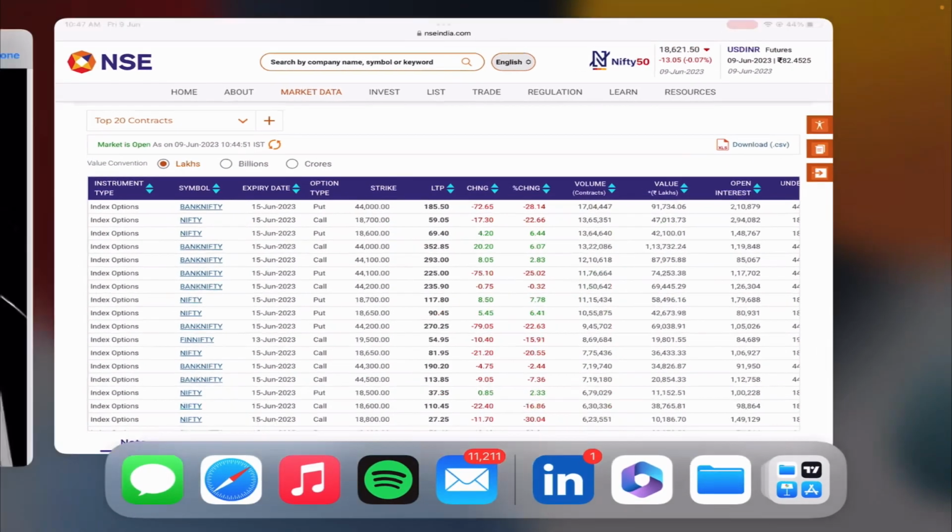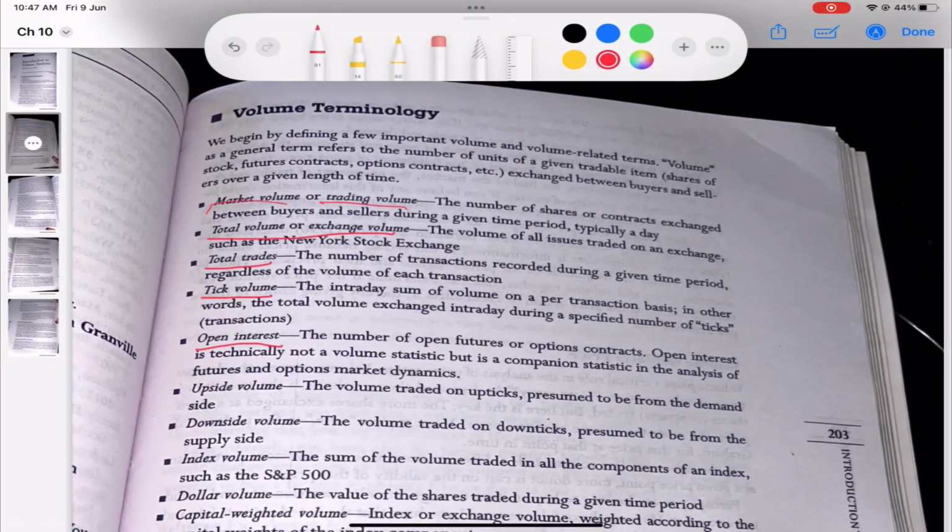What is open interest really? Open interest is basically the outstanding contracts. What do I mean by outstanding contracts? Outstanding contracts are the contracts which haven't been settled or closed as yet. So these transactions are open, they haven't been closed yet. Open futures or option contracts. Open interest is technically not a volume statistic, but it is a companion statistic in the analysis of futures and options.